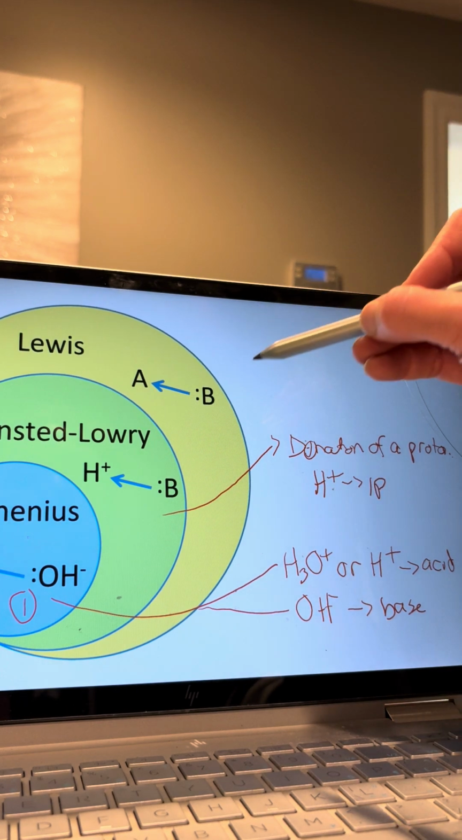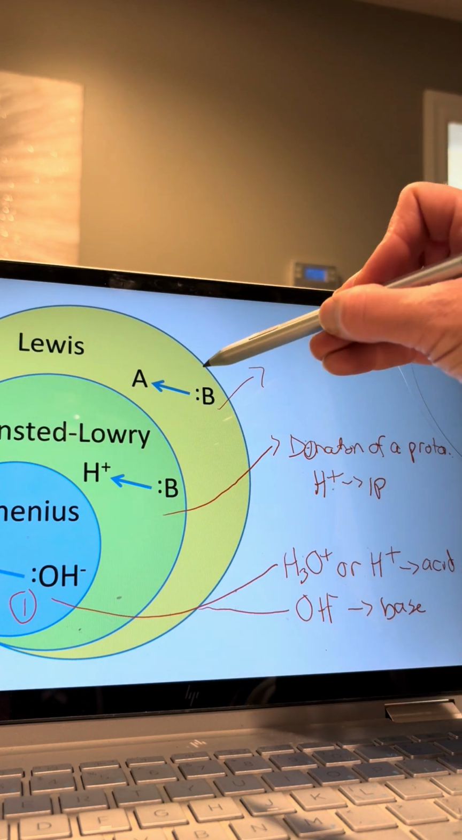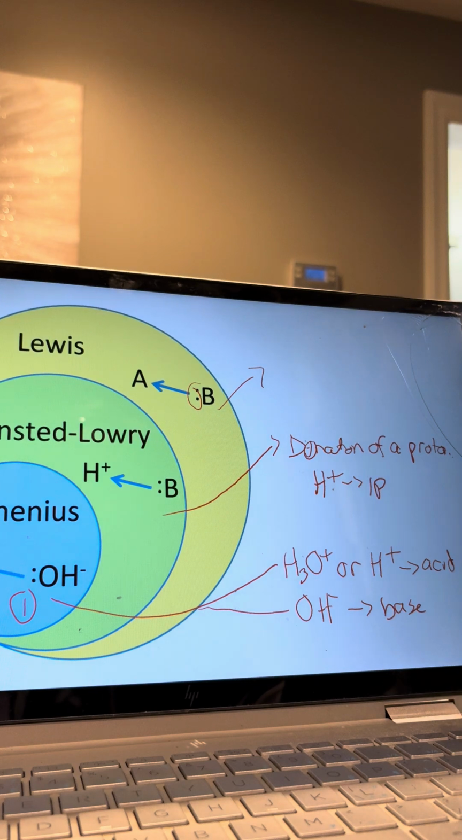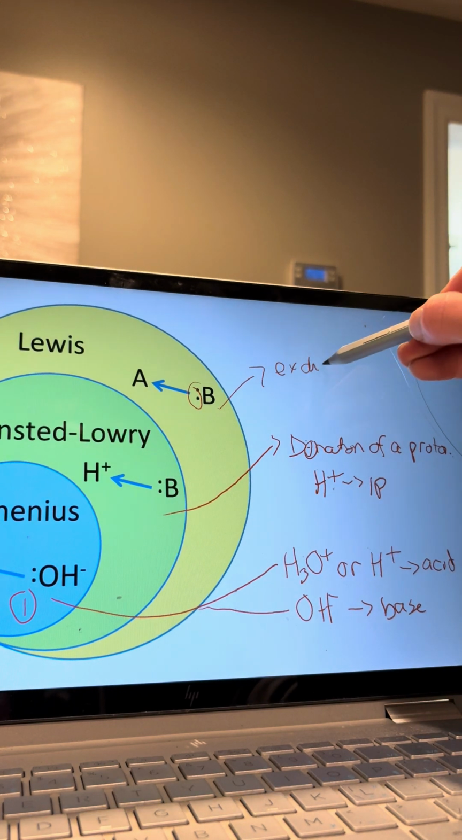Now, the other theory, which we're not going to be talking about today, is the Lewis theory of acids and bases. This theory basically explains how acids and bases behave based on the exchange of electrons.